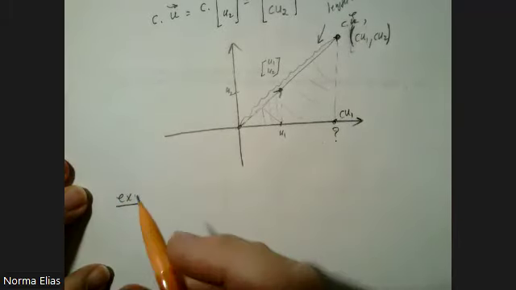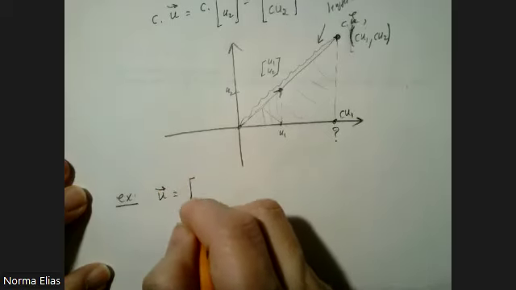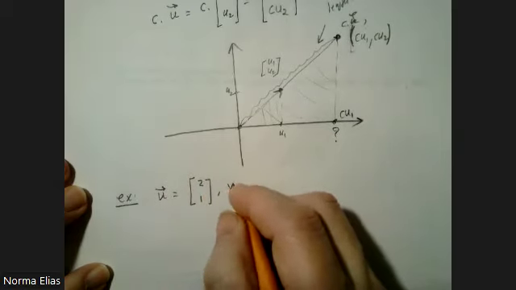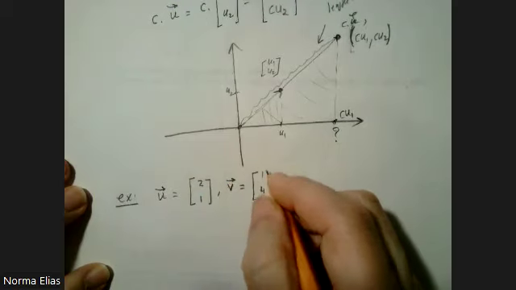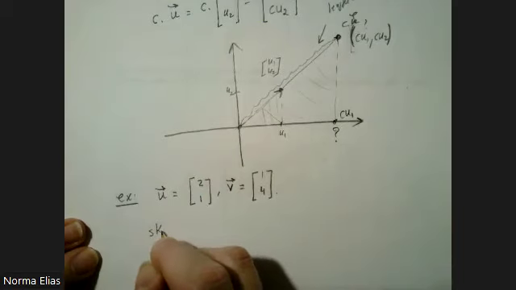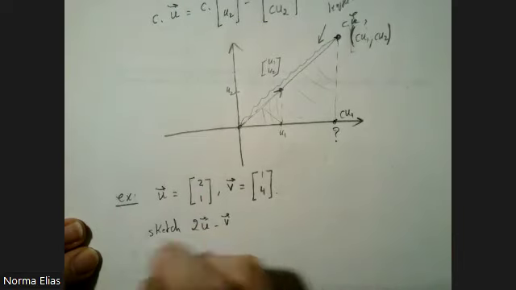Suppose I take the vector u to be (2, 1) and v to be (1, 4). And the question is, first sketch 2u minus v, and then find its components.